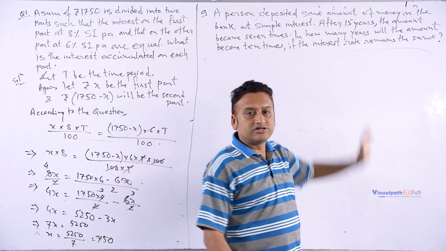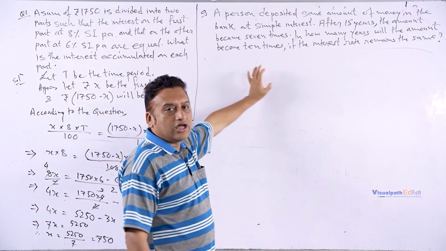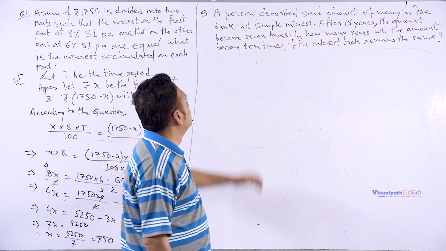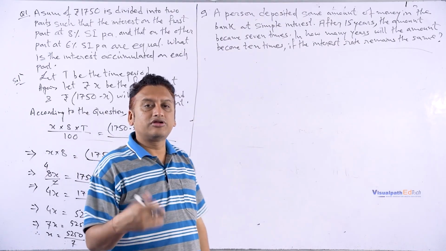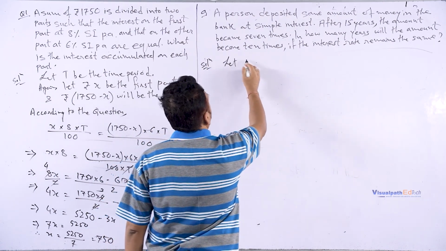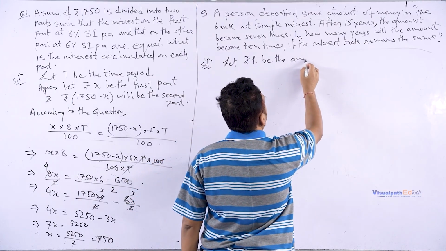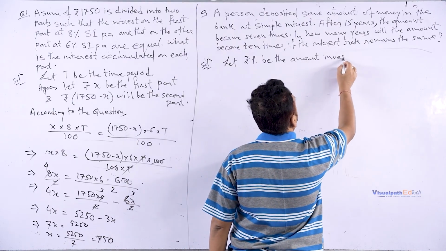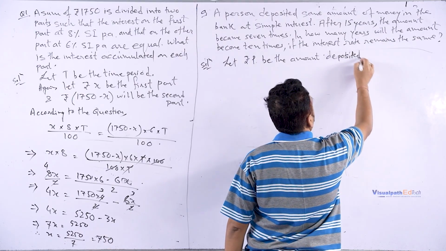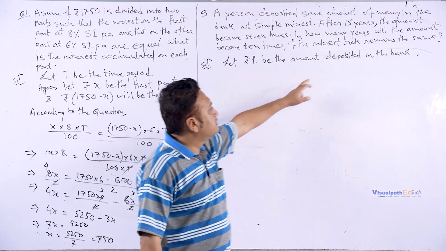If the rate of interest remains the same. Here the principal is not given to us, even the rate of interest is not given to us. It is only said that some amount of money is invested in a bank, and after 15 years that amount has become 7 times. We are asked to find out after how many years that particular amount will become 10 times. So let us assume, let rupees P be the amount deposited in the bank.